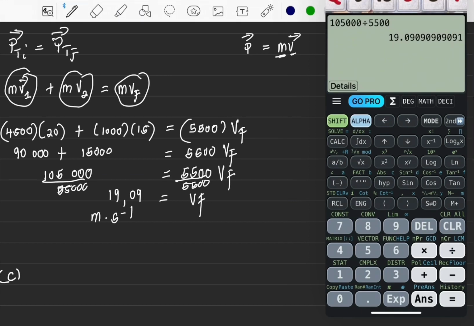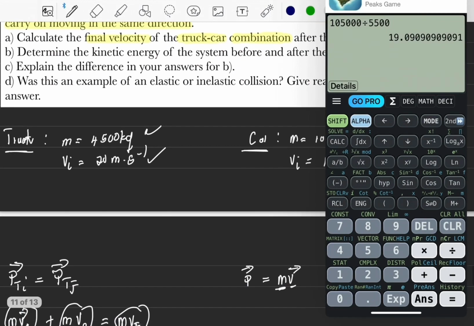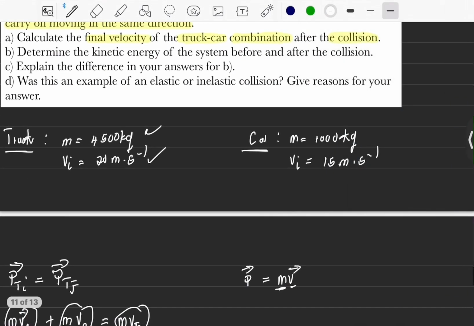So we then continue to the next calculation, number B. Number B says to determine the kinetic energy of the system before and after collision.